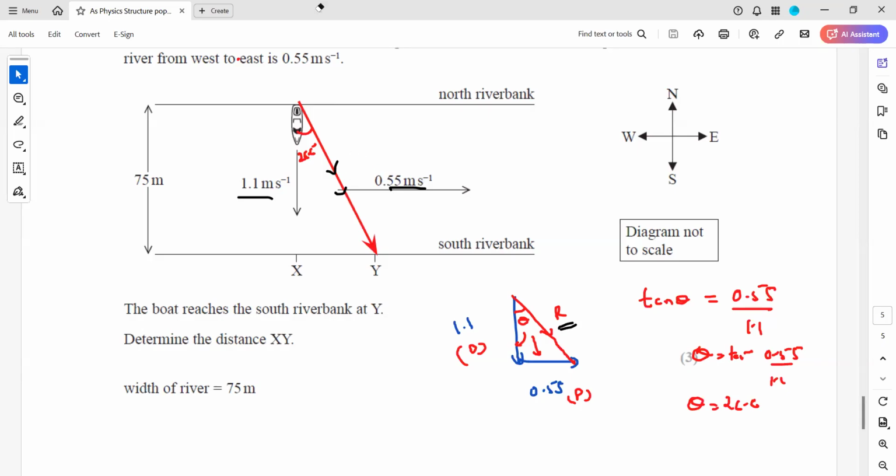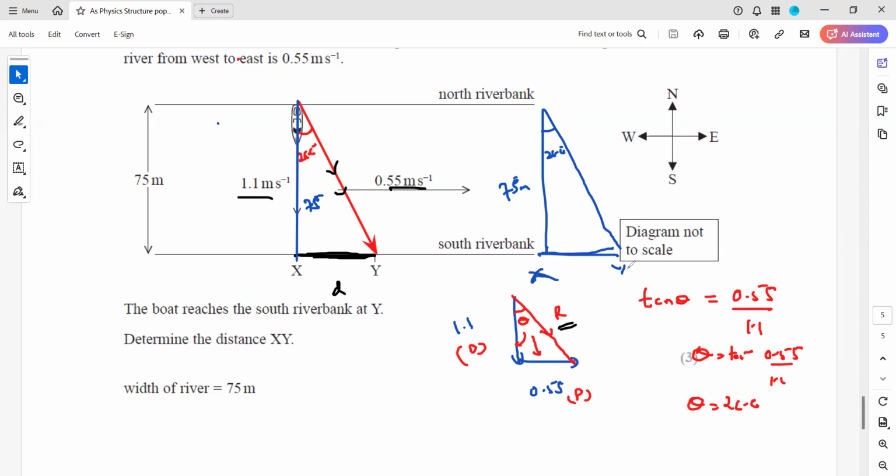But in the question, we need this distance xy. We need this distance xy. And what about this distance? This one is 75 meters. So first I use the speed to work out the angle, and the angle of the resultant velocity and the angle of the displacement will be the same. So if this distance is 75, like I have a right angle triangle, this angle is 26.6 degrees and this was 75 meters. I need this distance, x and y.